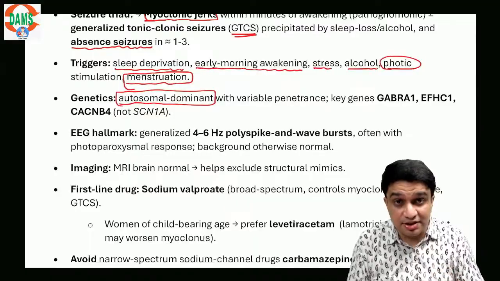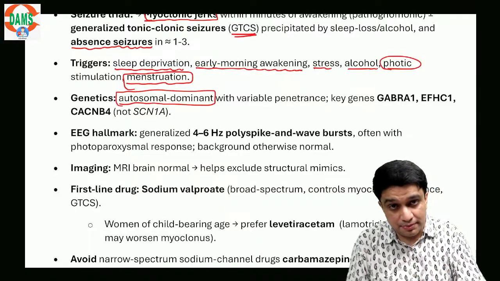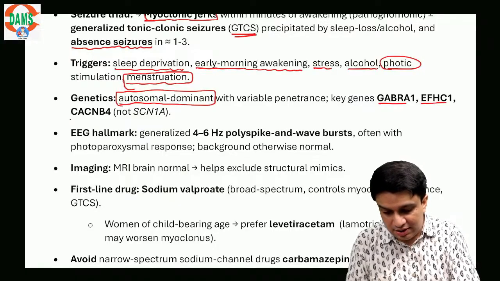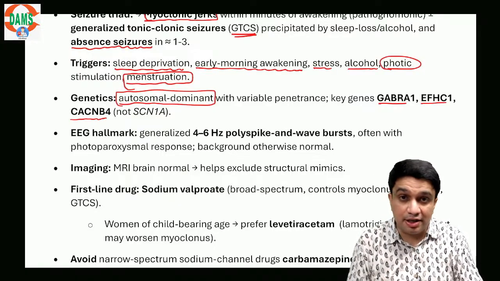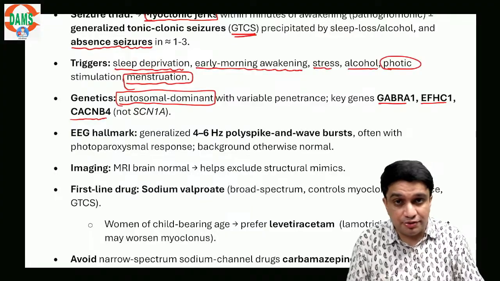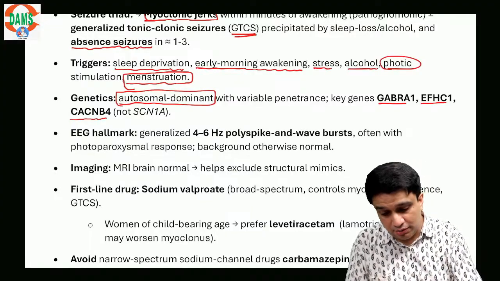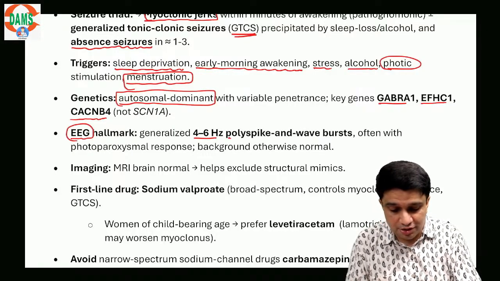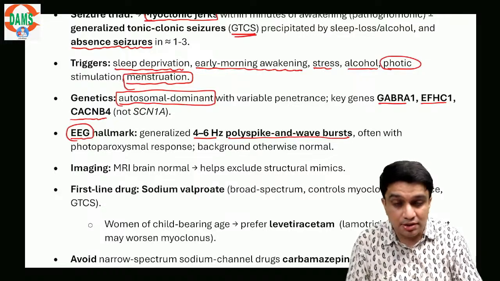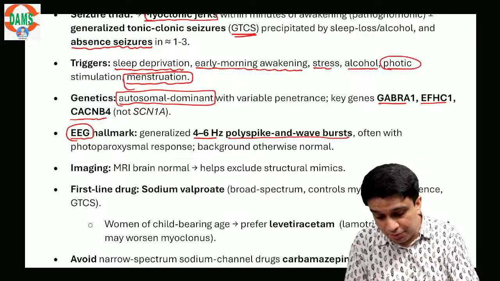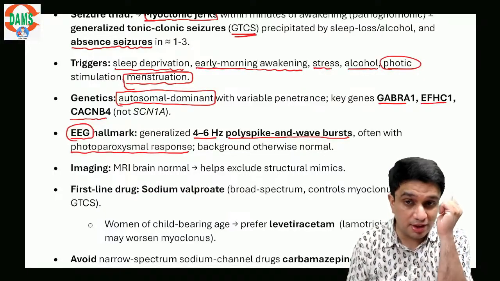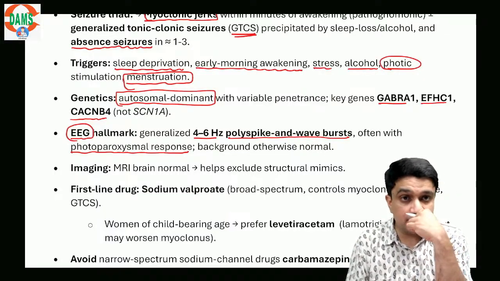The key genes that we have found are the GABRA gene, EFHC gene, and CACNB4 gene. If you remember, the word autosomal dominant is also fine. Now, what do you find on the EEG as the hallmark of the patient? We are going to see 4 to 6 Hz polyspike and wave bursts. And most important, photoparoxysmal response. That means on showing photic light, it's going to start.